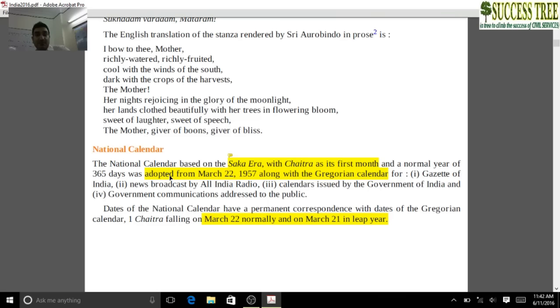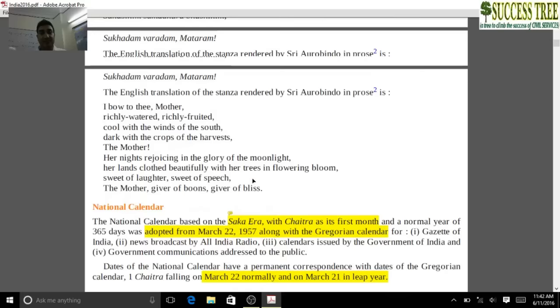March 22nd being the first one, adopted on March 22nd 1957. So Chaitra 1 is on March 22nd. In case of a leap year, it is March 21st. Just remember, March 22nd starts the Chaitra in case of normal years. So national calendar adopted in 1957.